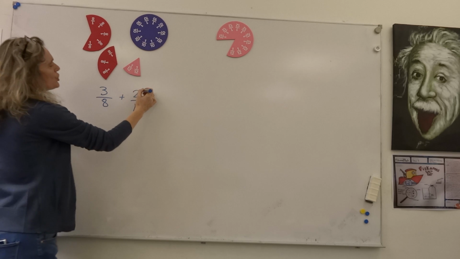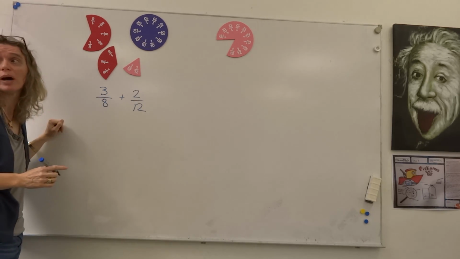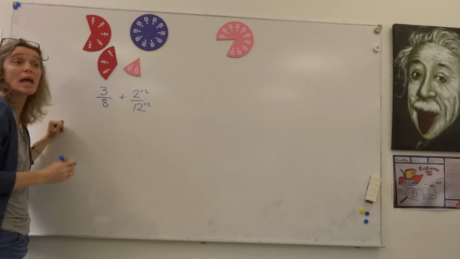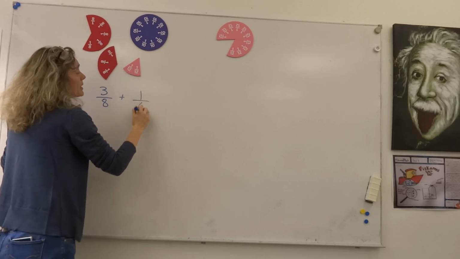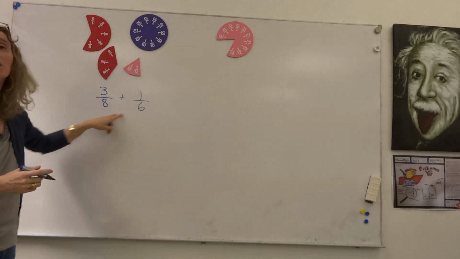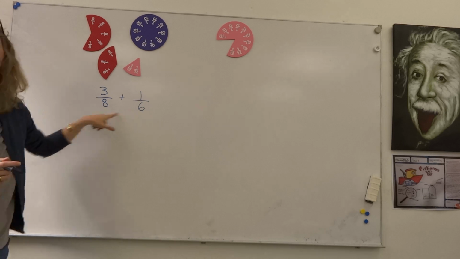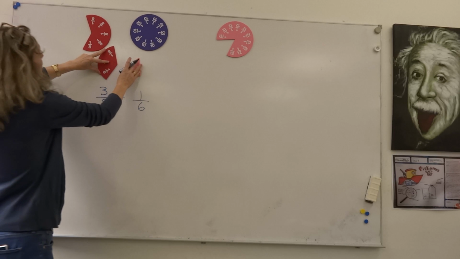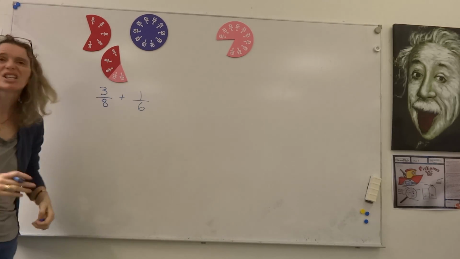Well, actually, 2 and 12 are both even numbers. So I probably wouldn't add 2/12. I'd probably divide top and bottom here by 2 to add 1/6 instead, because 2/12 is exactly the same as 1/6. And it will be easier to find a lowest common denominator if I have the smallest number possible in the bottom.